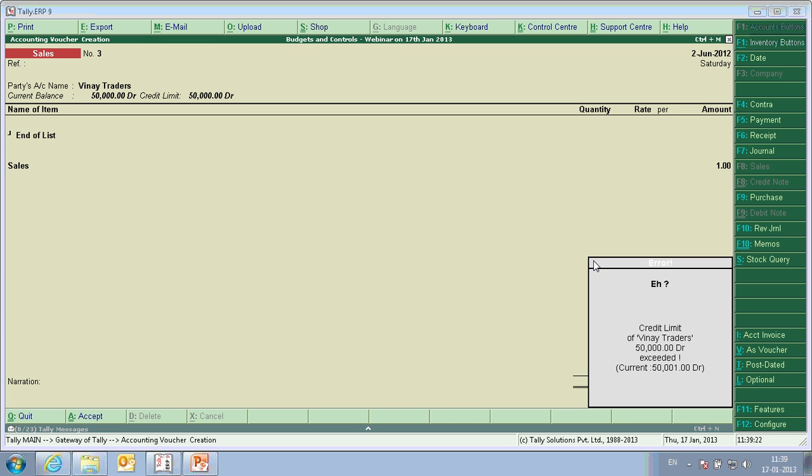Subbarao says, I enable the sales order process. Is it allowed or not? Sales order, I don't think so. It will not allow, right? Because only when you raise a bill, it is outstanding, sir. Am I right, Subbarao ji? Yeah, it's set for bills, correct. Not for orders.